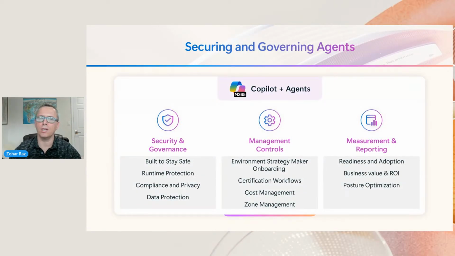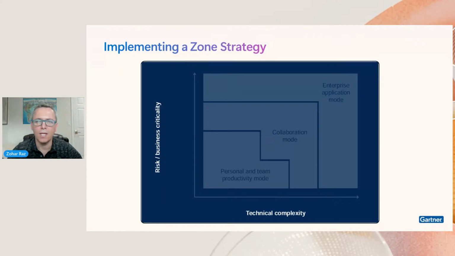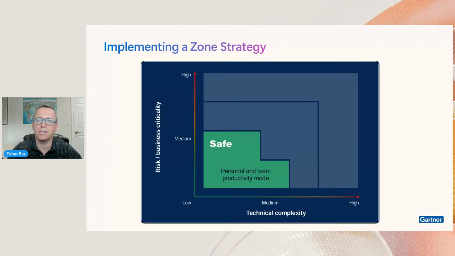So back to this model, we're going to talk in depth about this middle pillar on how to build an environment strategy, how to think about zones, and then I'll demo in the Power Platform Admin Center how all this gets started. So Gartner has this great model that talks about zone strategy. It takes into account the technical complexity of the agents and then the risk that it introduces. And it's really trying to express that IT should allow creativity and innovation of makers, and think about this green zone where basic solutions can be built, introducing very limited risk.